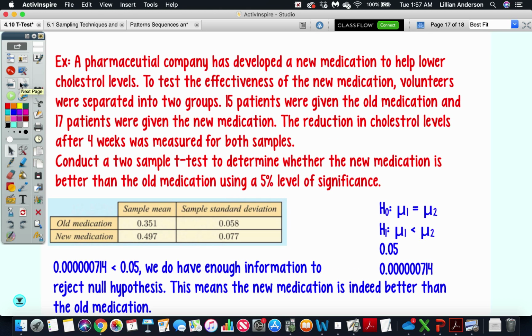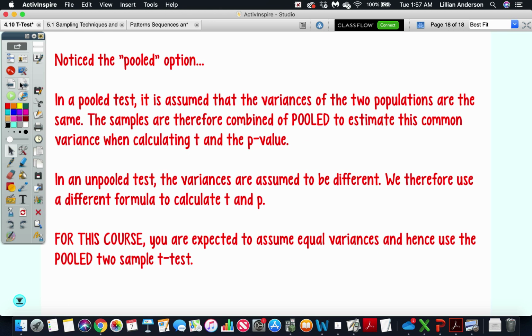Now, real quick, I want to go over the whole pooled thing, and then I'll be done with this lesson, and I'll review real quick. The pooled option basically says that when you have a pooled test, it is assumed that the variances of the two populations are the same. We talked about variance earlier in statistics, and that really talks about the spread of your populations' data. So the samples are combined to estimate this common variance when calculating the t and the p values. That's what it means when you say yes to the pooled.